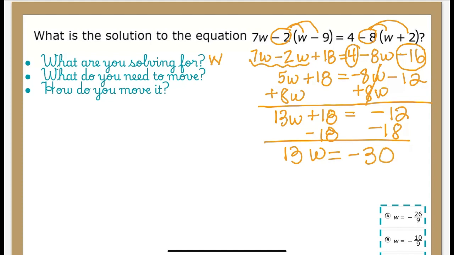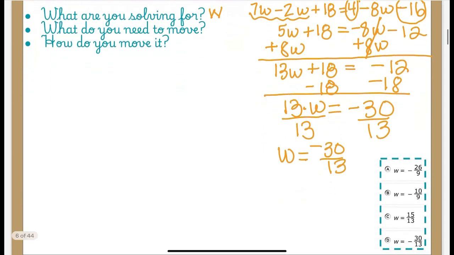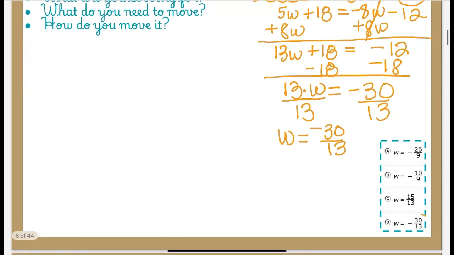What are you solving for? W. What do you need to move? The 13. How do you move it? 13 is multiplying by w. The inverse operation would be to divide. And looking at the answer choices, it would be D, -30 over 13.